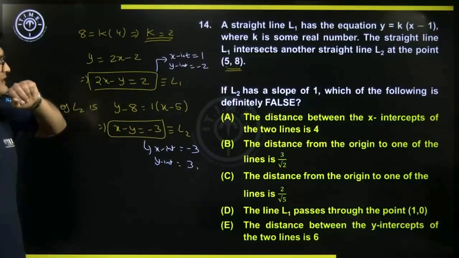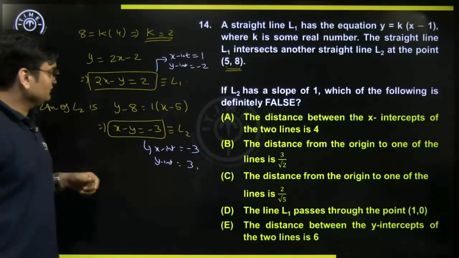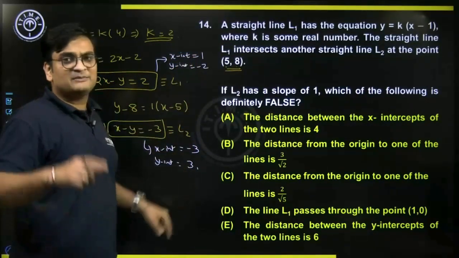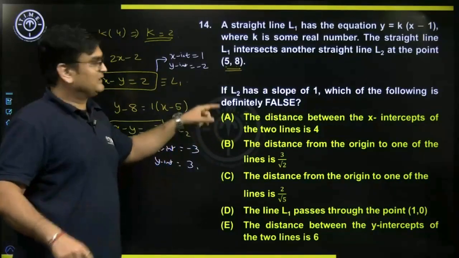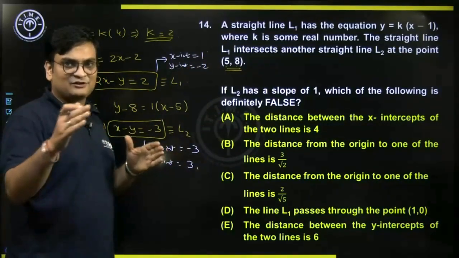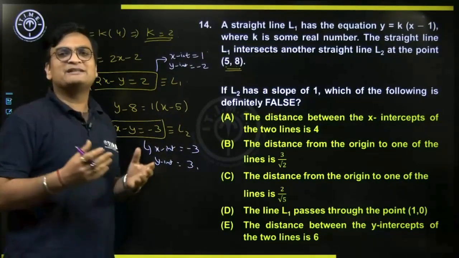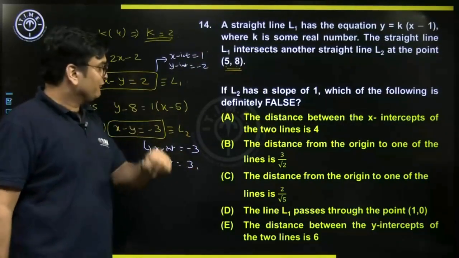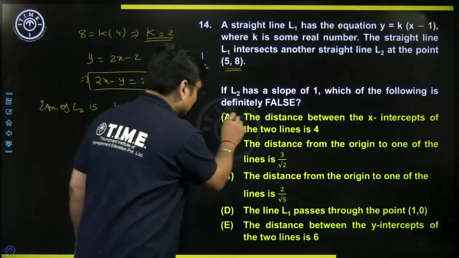The distance between the x-intercepts of the two lines is 4. Is it so? Here the x-intercept is 1, here it is minus 3. So the distance between them is 1 minus of minus 3. You understand this? It is not 1 plus minus 3. The distance between two points A and B is the mod of A minus B. So 1 minus of minus 3 will be 4, which is correct. So it is not false.